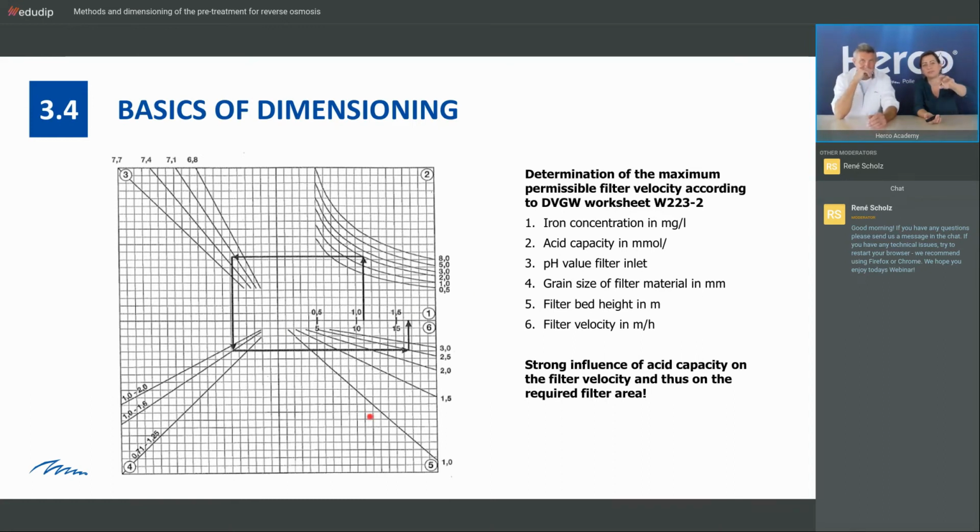So you can see here 1 meter, 1.5, 2 meters. And from there, you can go back and find your filter velocity. That's the number 6 in meters per hour. You see already here, the filter velocity, the area where we are moving is between 5 and 15 meters per hour. That's what we showed you before. And you see, we have the strong influence of the acid capacity or alkalinity.